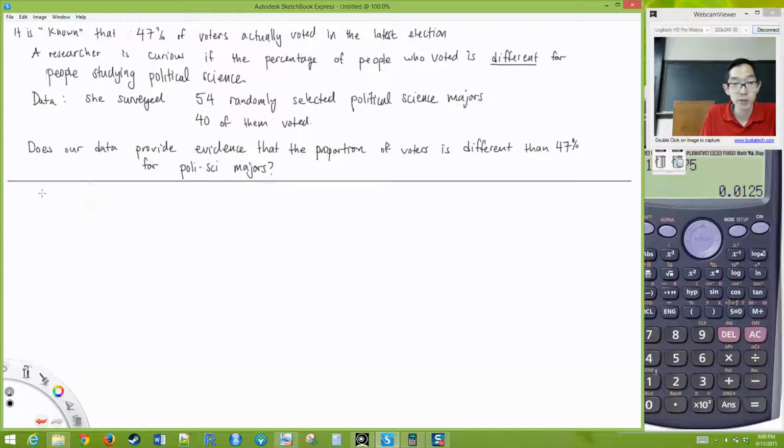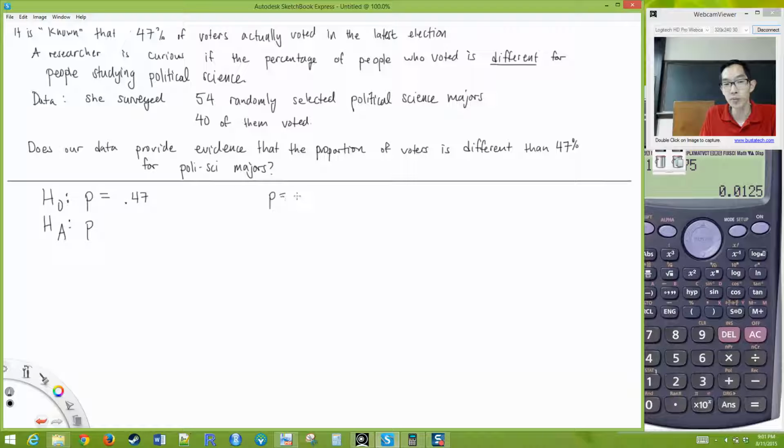Okay, and so we're going to turn our research question into a pair of hypotheses that we can test. Okay, and so the null hypothesis is P is equal to something, and then the alternative is going to be P either not equal, greater than, or less than that. So for the null hypothesis, what are we going to use as the value? P, the proportion of voters, equal to 47%, okay?